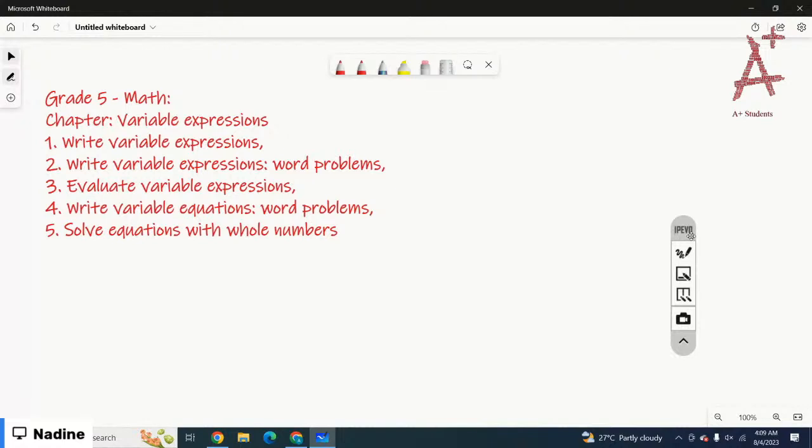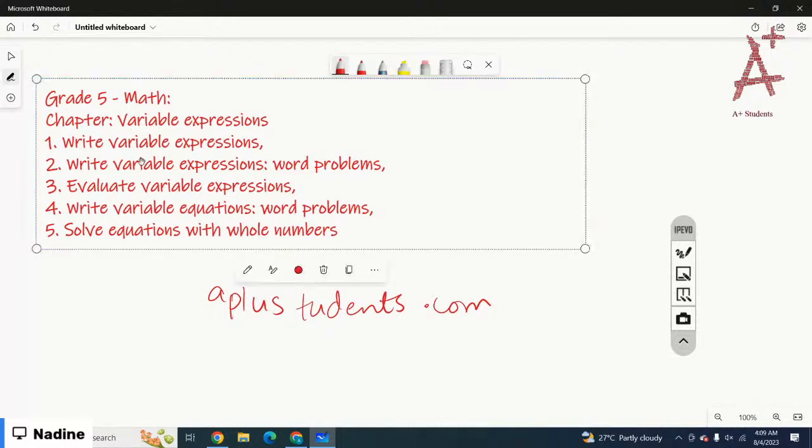So you can find all the lessons on aplusstudents.com. You have to log in there using your email address and password as provided by the administrator. Then you have to select math from the subject tab. Scroll down to grade 5 math. There you can find the chapter variable expressions, right? So let's just start with the lesson.